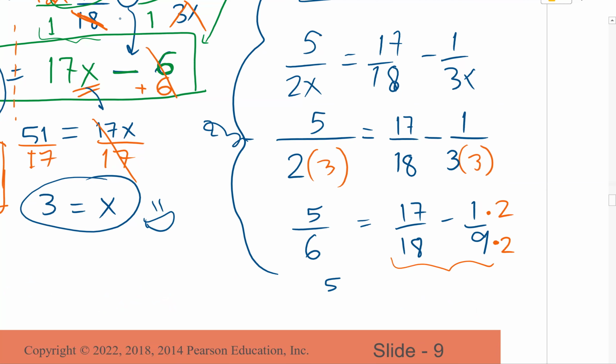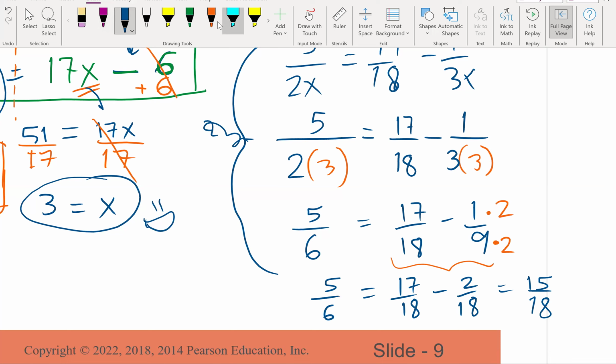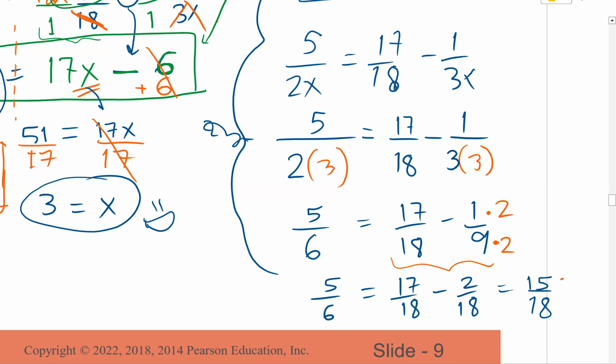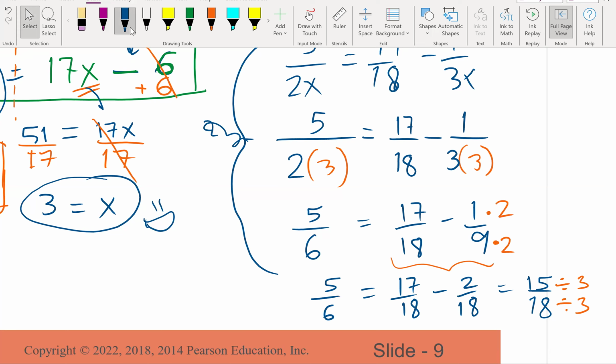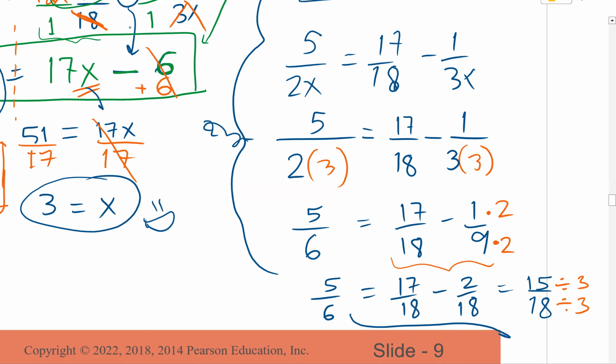So I've got 5/6 equals 17/18, take away 2/18. What is that? 17/18 take away 2/18 is 15/18. That's hard to say, but that reduces because 3 goes into both of those, right? I can take 15 divided by 3, 18 divided by 3. I get 5/6, just like the left side. So the 5/6 on the left is equal to this 5/6. Look at that.